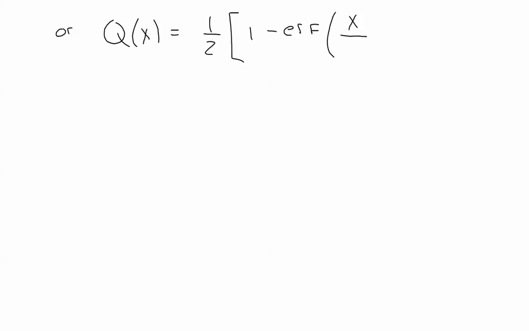I need to invert that a little bit. Rearranging just a bit, the Q function of x can be written as 1/2 times 1 minus error function of x divided by square root of 2. That's the form we need.